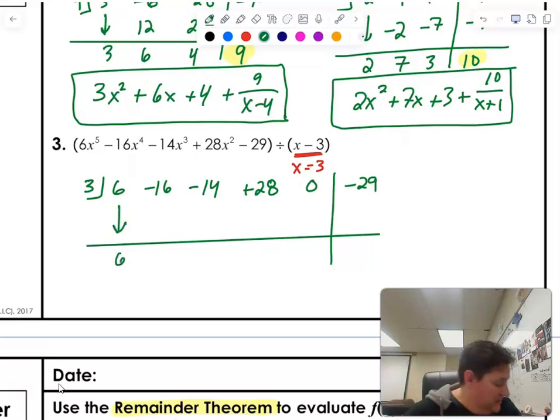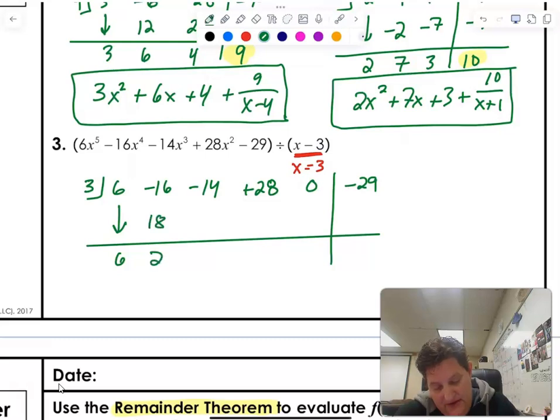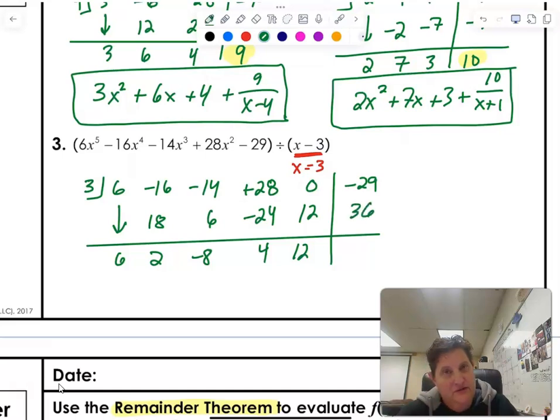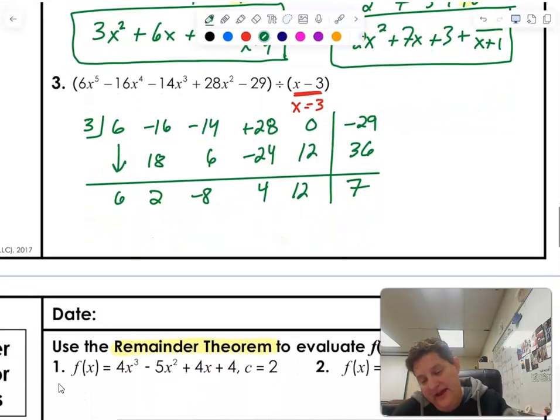Okay, bring the 6 down. And then we multiply. 6 times 3 is 18. That's 2. Multiply. 2 times 3 is 6. That's negative 8. Multiply. Negative 8 times 3 is negative 24. That's 4. Multiply that. 4 times 3 is 12. That's 12. And then multiply that. 12 times 3 is 36. That's 7.